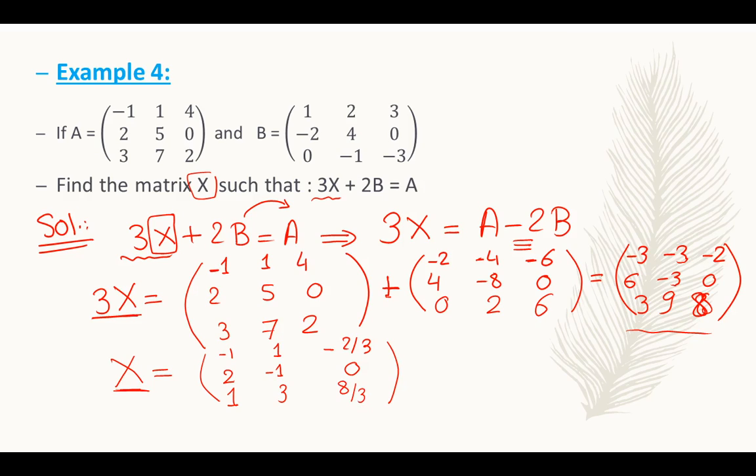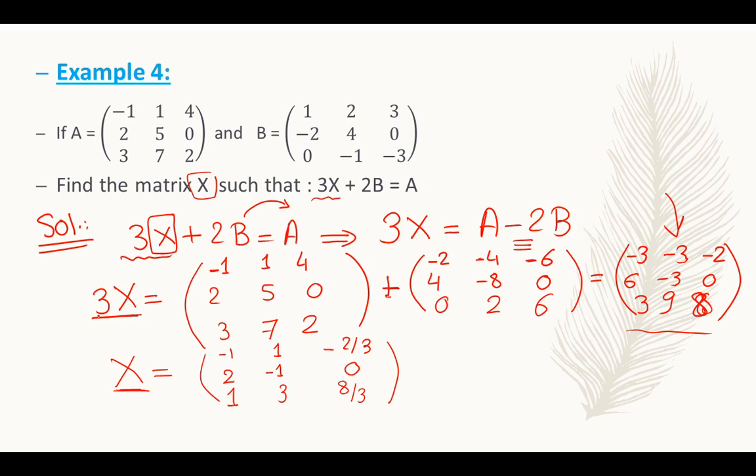So now we get the value of X. If we have 3 multiplied by the matrix X equals another matrix, and we want to find the value of X, divide all the elements of this matrix by 3, or you can multiply all the elements of this matrix by 1 over 3. Both of them are correct.